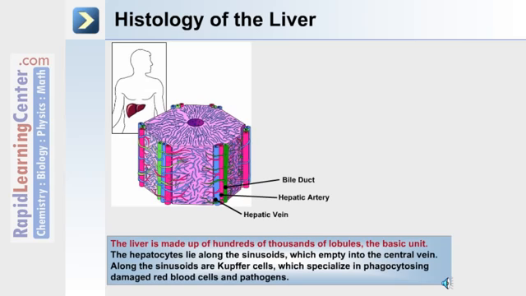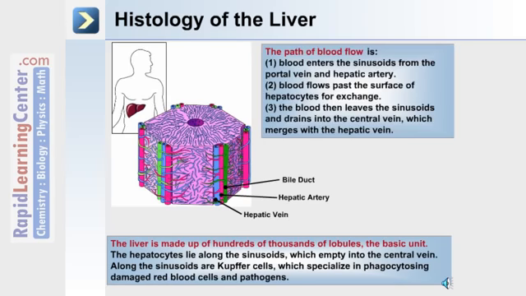Along the sinusoids are Kupffer cells, and these cells specialize in phagocytosing damaged red blood cells and pathogens that have filtered through the liver. The path of blood flow in the liver is as follows. Blood enters the sinusoids from the portal vein and hepatic artery. Blood flows past the surface of the hepatocytes for exchange to take place. Next, the blood leaves the sinusoids and drains into the central vein, which merges with the hepatic vein.